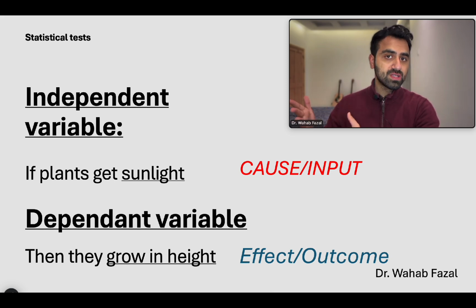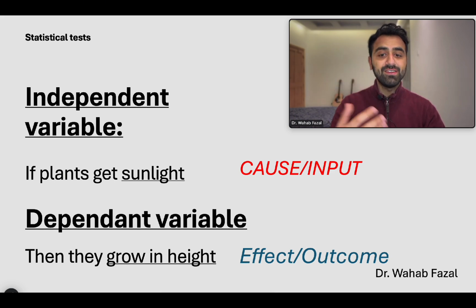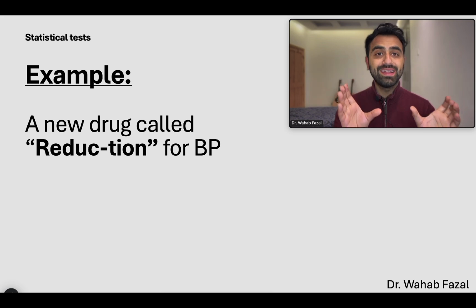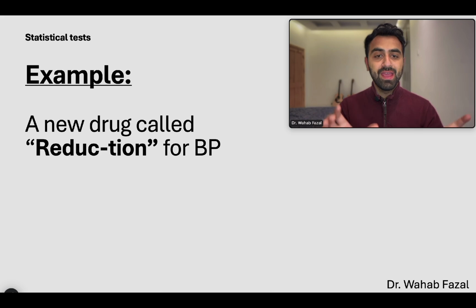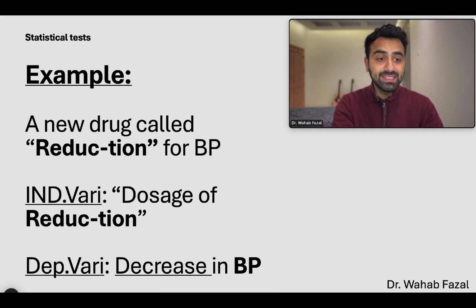If somebody smokes, smoking being the independent variable, they get lung cancer. That is the dependent variable. So let's take another example for this. There's a new drug called Reduction. That's the name of the medication, Reduction, for blood pressure management. So if you want to use Reduction for systolic blood pressure management, what would be the independent and the dependent variable? Well, you can control the drug. That's the independent variable. And what's the effect or the outcome? That's the decrease or increase, let's say. The decrease in this case, because we're using this drug to decrease BP. So that's the dependent variable, the decrease in blood pressure.